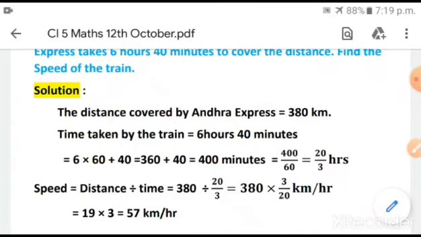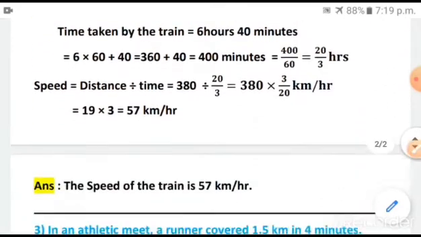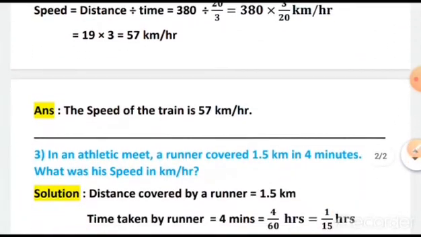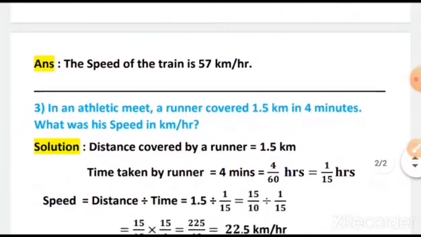Why? Because the speed depends on these two factors, that is both the distance as well as the time. So you are going to write the answer. The speed of the train is 57 km per hour.